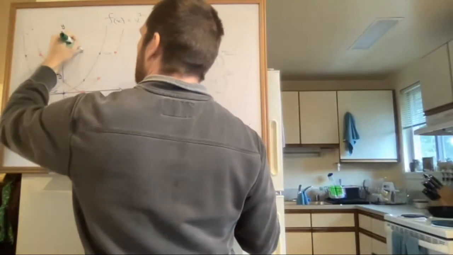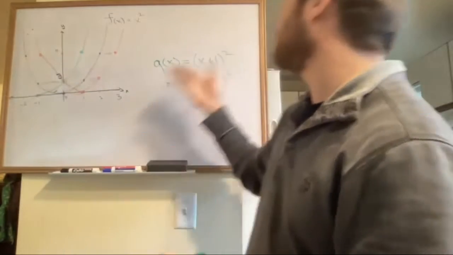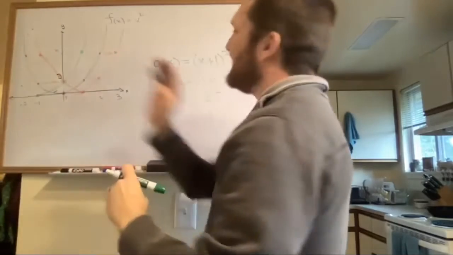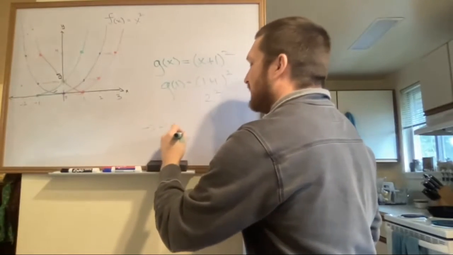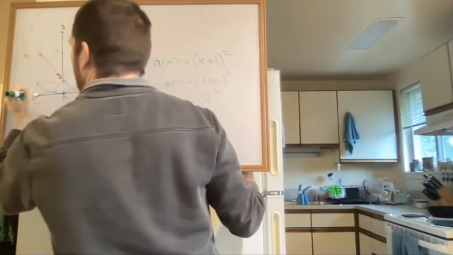And if we were so inclined, we could go and do -2. -2 plus 1 would be -1 squared is 1. Okay, yep, it comes back up. If we wanted, we could go to -3. -3 plus 1 is -2 squared is +4, and so on and so forth.